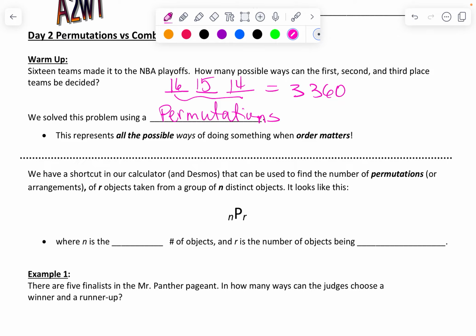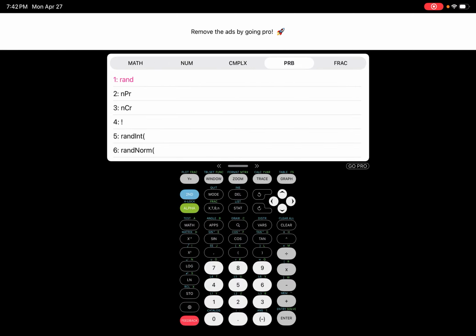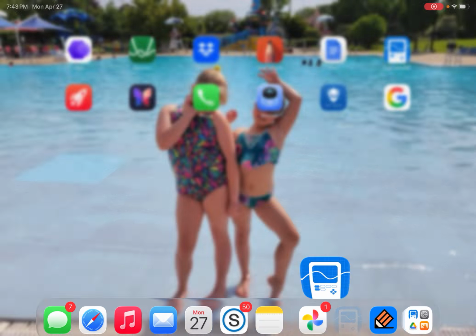If you hit Desmos and you hit the functions and go all the way down, but you're not going to be able to use Desmos on your test. So we're going to use that calculator again. So you hit math and you go over to prob and you're going to use the number 2. Okay. You have to put a number in first. So we had 16 things and we wanted to choose the 3 first, second, and third place. So if we do that, we get 3,360 and we don't have to write the 16 times 15 times 14. So you can use either one of those.